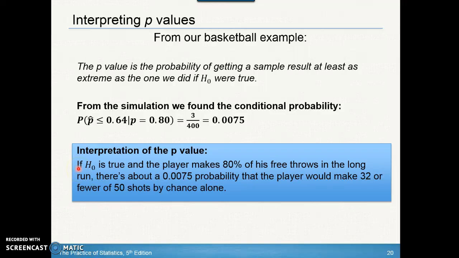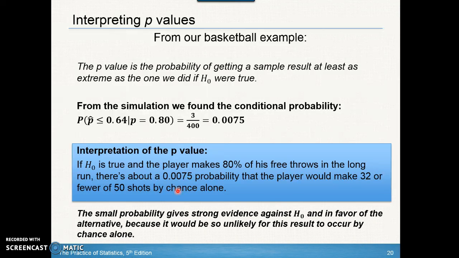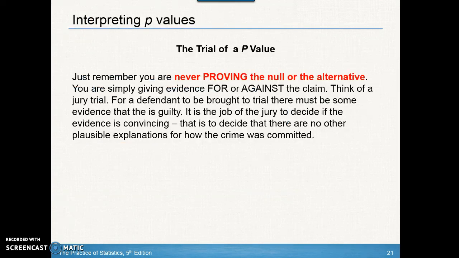Okay, so let's just break this down. We're assuming that the null is true. We state the probability that our statistic would occur by chance alone. That's a really small probability, so it's really far away from where it should be. Since it's really far away from where it should be, it probably is evidence against the null. It should be close to the null, and since it's not, he probably doesn't make 80% of his shots.